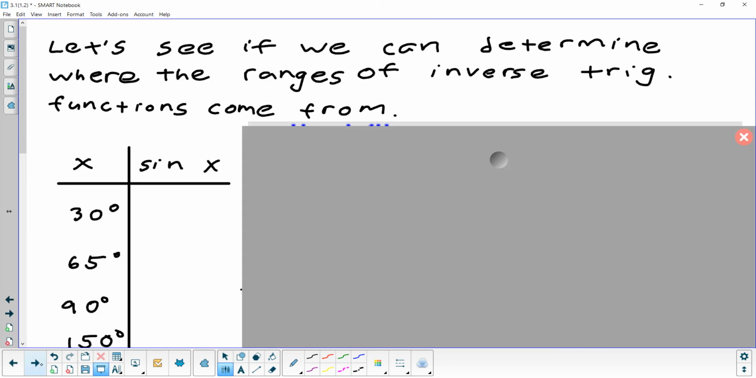So we're going to talk a little bit about how we get the answers we get and what kind of answers you should expect to get. You're going to get answers that are always between certain numbers, depending on whether you do inverse sine, inverse cosine, or inverse tangent. And there's a reason why we're always going to get answers between certain numbers.